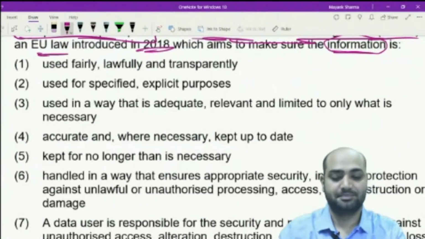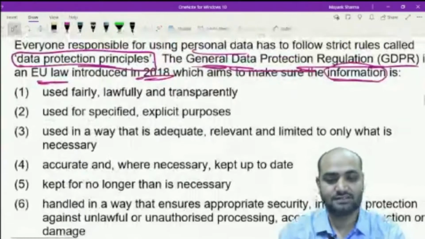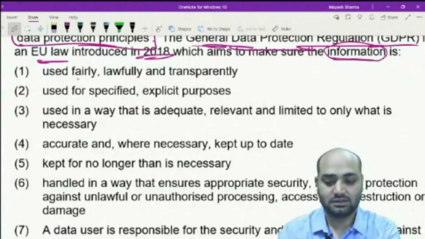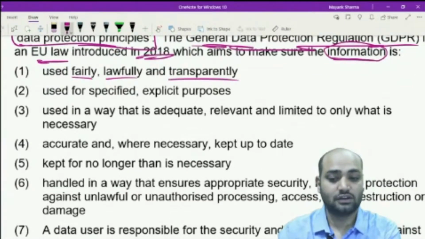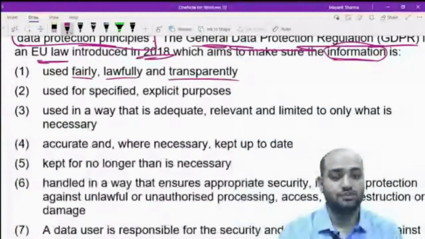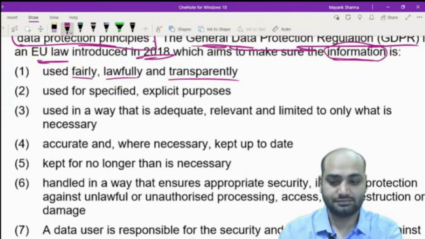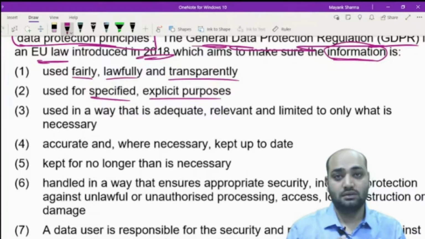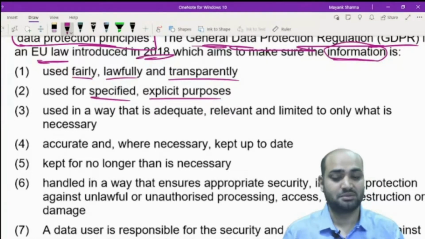So this regulation, this set of principles has the following objectives. First is that the information is used fairly, lawfully, and transparently. Means the user makes it transparent and fair to use data of any person, and it is also using the data lawfully, not against the law. Used for specified and explicit purposes. The data is used for all the purposes which are specified and made clear at the beginning only. Explicit purposes, I would say.